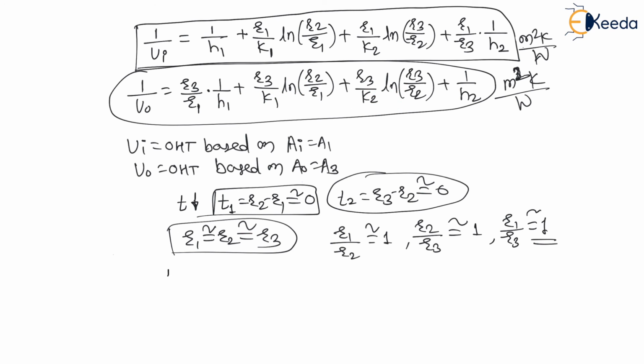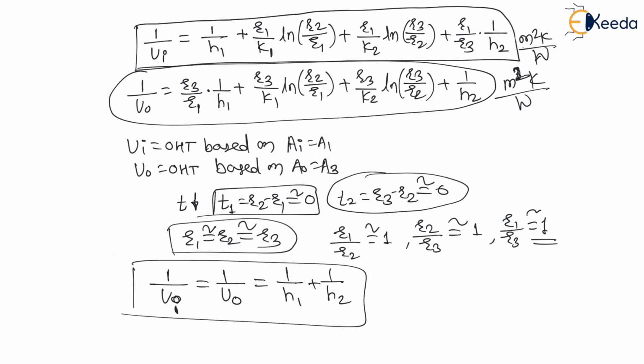Then 1 upon Ui, the overall heat transfer coefficient based on inside area, will become equal to 1 upon Uo, the overall heat transfer coefficient based on outside area, which will be equal to 1 upon h1 plus 1 upon h2. This is how we can write if thickness is neglected and if the thermal conductivity is very high for the cylinders. And the units of the overall heat transfer coefficient U and h are the same. Here I am writing the units: watt per meter square Kelvin. I am not saying U is equal to h; for units, they have the same units, right?